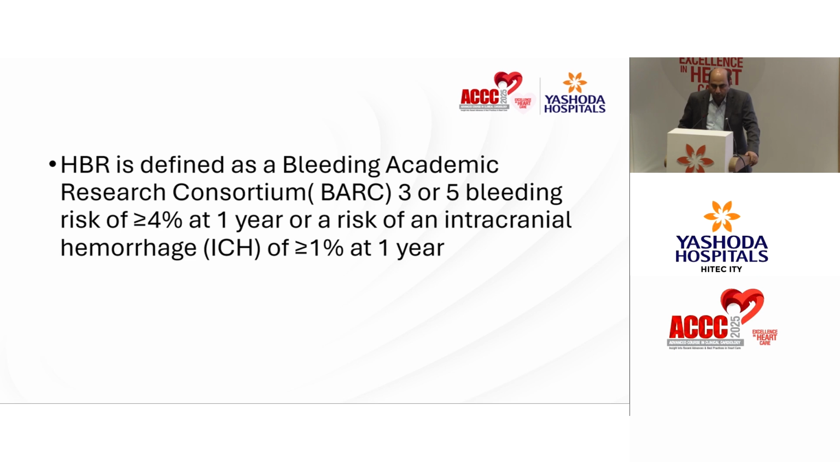So what exactly do we mean by a high bleeding risk, or HBR? Multiple definitions were given, but the most standard definition we use nowadays is: if a patient has a BARC 3 or 5 bleeding risk which is more than 4% at 1 year, or the risk of developing an ICH is more than or equal to 1% at 1 year, then this patient is considered a high bleeding risk patient.